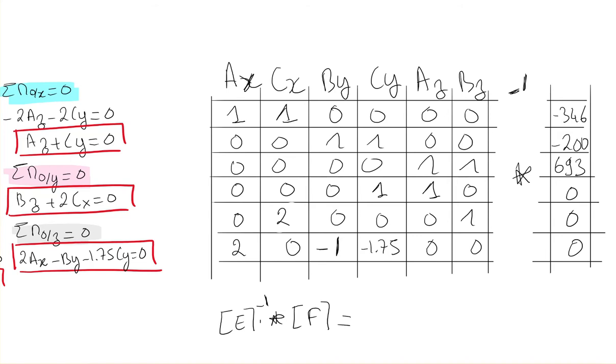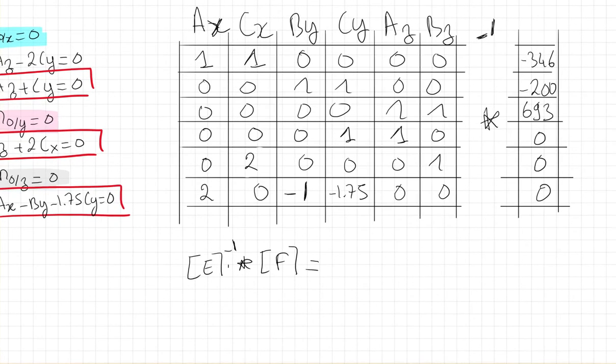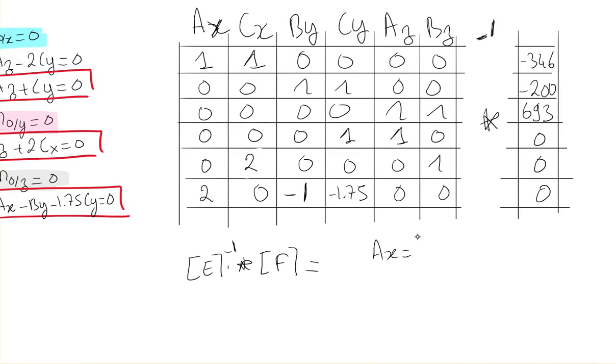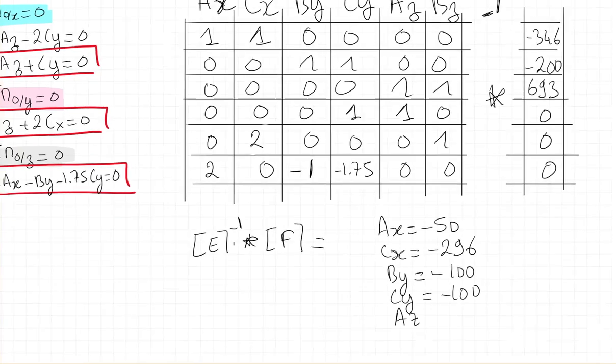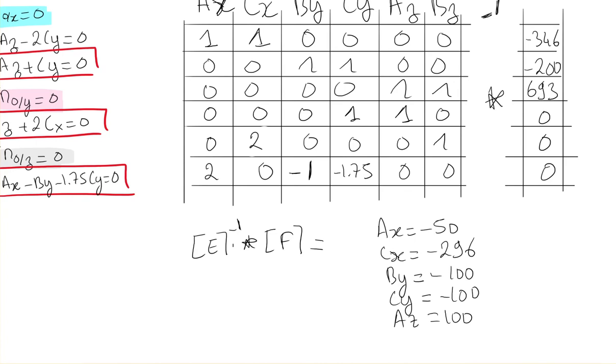Okay. Not sure if I got the right answers. I'll write what I got. Okay, so I got AX is equal to minus 50, and I will check. CX is equal to minus 296. BY is equal to minus 100. CY is equal to minus 100, and AZ, I simplify, is equal to 100, and BZ is equal to 593. Okay, and because I don't have the same answer, I will check the book. If it's correct, I'll let you there. If it's not, I'll come back right away. Thank you. Bye-bye.